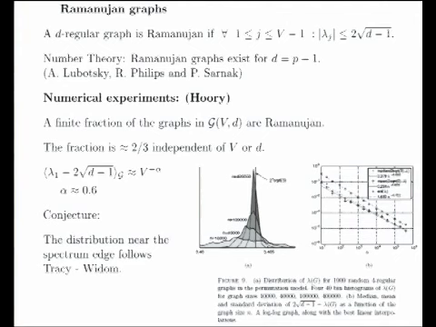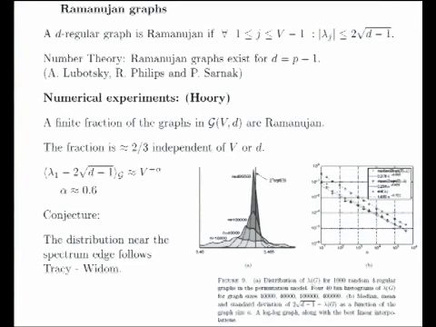Now, as I told you, the spectrum has the value d, which we don't care about, and the rest. The graph is then called Ramanujan if all the rest of the spectrum lies within the support of the McKay-Kesten distribution. One doesn't know if there are graphs of this kind. About 10 years ago, I think Lubotzky, Phillips, and Sarnak proved that such graphs do exist, but only for degree equal to a prime minus 1. So there are such graphs.